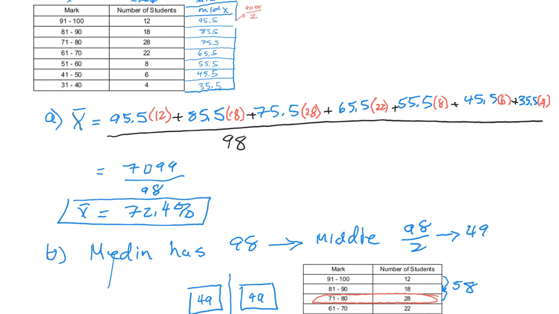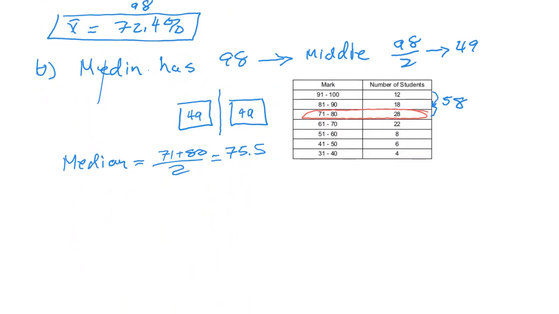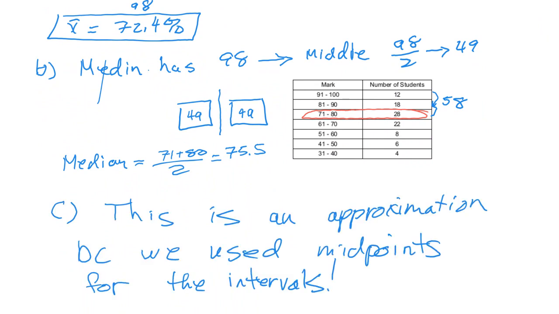All right. Now, let's move on to the final problem of why this is nothing more than an approximation. See, the reason this is an approximation is because we used midpoints for the intervals. And that's it. We're done.